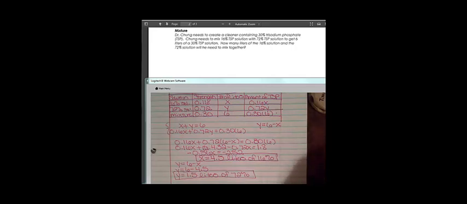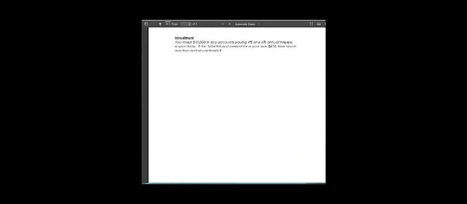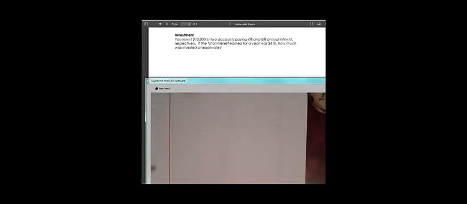Okay, so let's go on to our very last problem, and it is an investment problem. Let me pull up my paper again. Okay. This says you invest $10,000 into 2 accounts, paying 4% and 6% annual interest. If the total interest earned in a year is $410, how much did you invest at each rate?